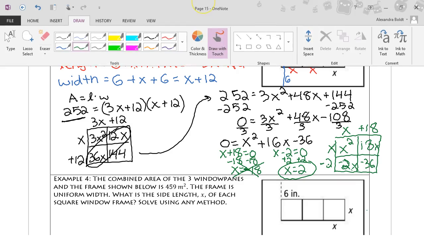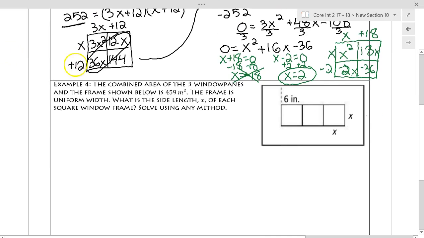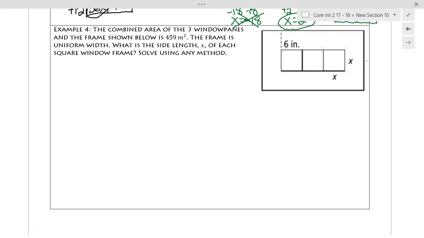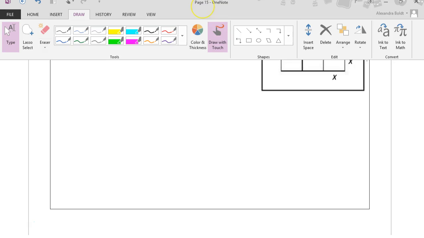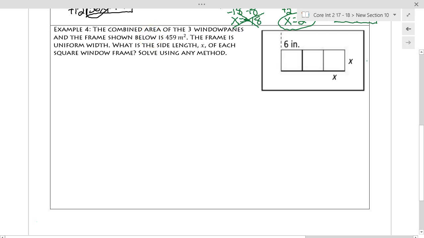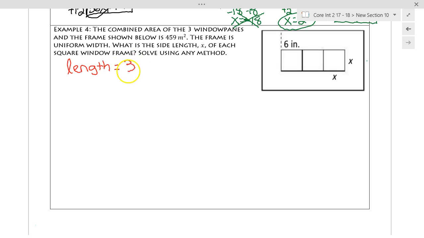All right, let's look at example 4. Same type of problem. The combined area of the 3 window panes and the frame from below is 459 meters squared. The frame is uniform width. What is the side length of that? Okay. So again, my length and my width here are going to be the same type of thing. Length, passing through X 3 times and the 6 twice. Width, passing through X 1 time and the 6 twice.